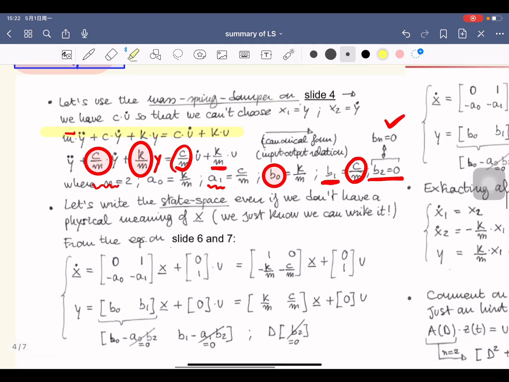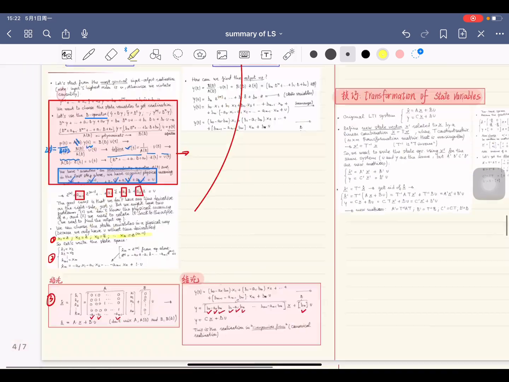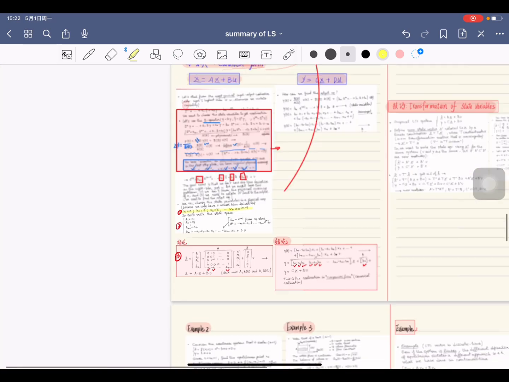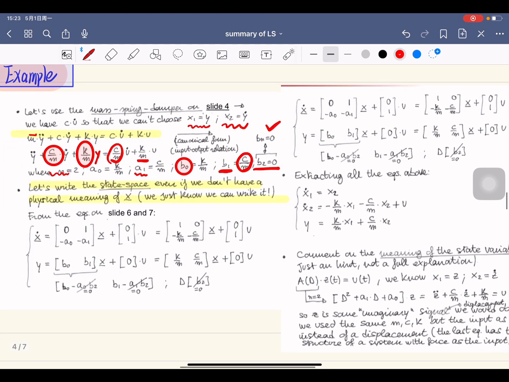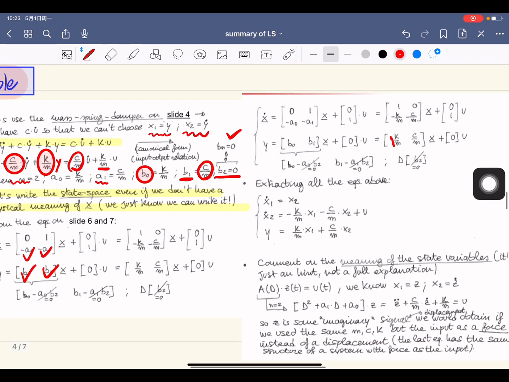Let's write the state variables, if we do have a physical meaning for S. Express it. For this form, you only have two: S1 and S2, right? S1 will equal Y. S2 will equal Y dot. These two, you know, just write them in. And as you can see, the real one will be this one, but since B2 is 0, it's only B0 and B1.